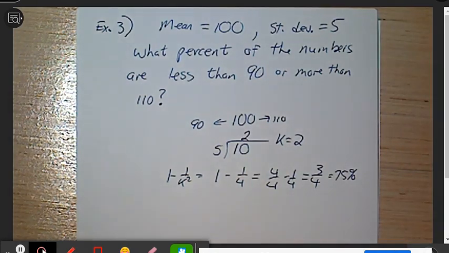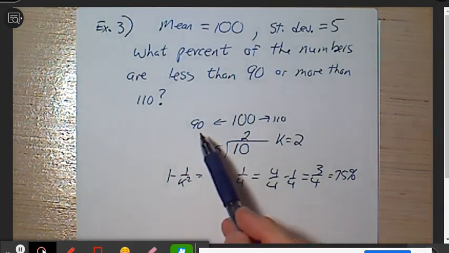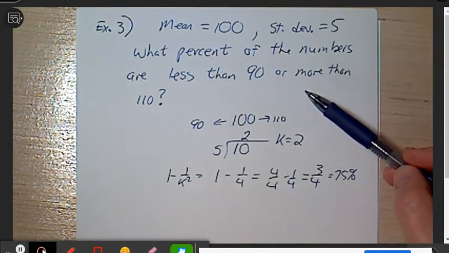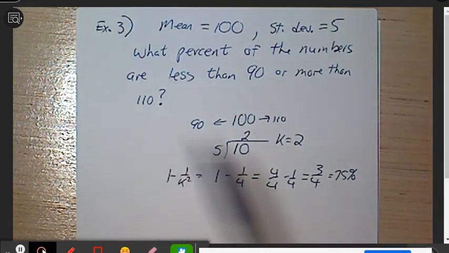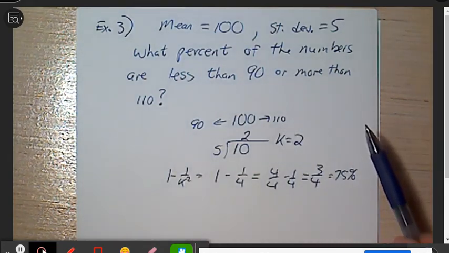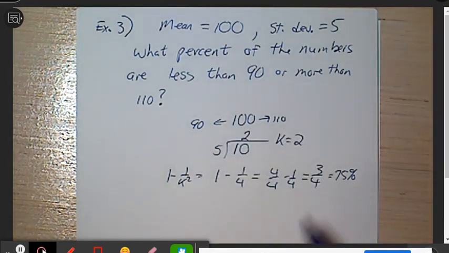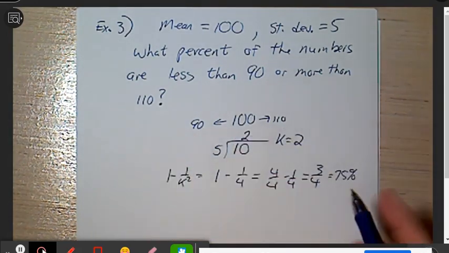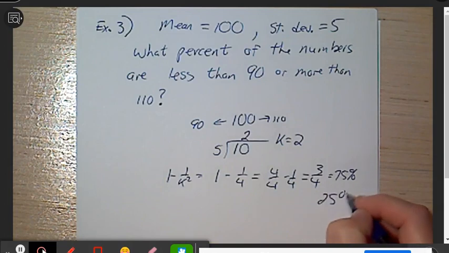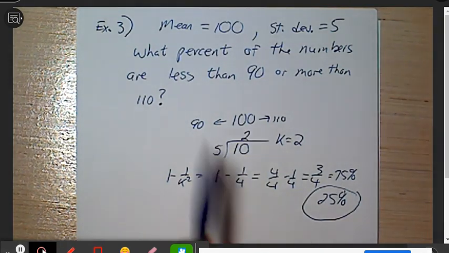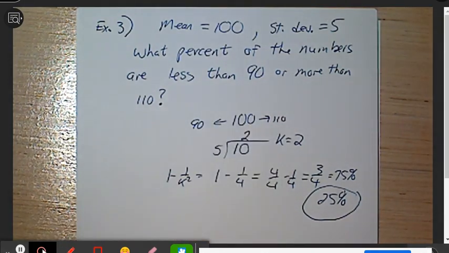Okay, now that number is everything that's between 90 and 110. And the question is asking what percent of the numbers are outside of that. How many are less than 90 or greater than 110? Well, if 75% is between 90 and 110, then 25% would have to be beyond that. So the 25% would be the numbers that are less than 90 or greater than 110.